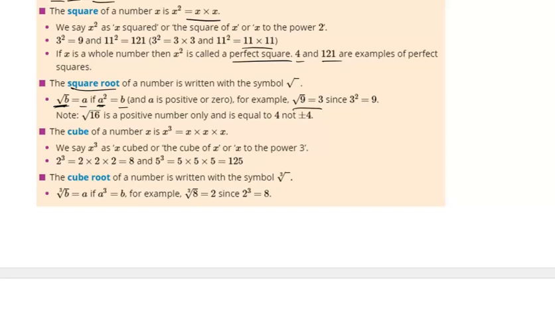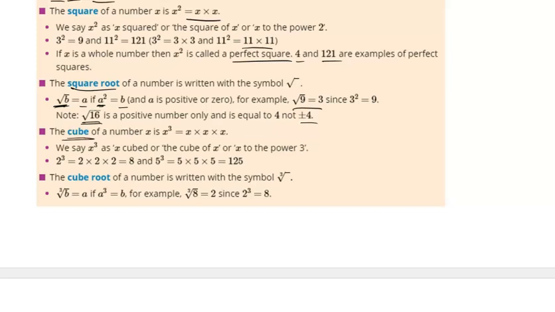So the example over here is the square root of 9 is 3, because 3 times 3 is 9. And note, this is going a bit beyond, but the square root of 16 is a positive number only, and is equal to 4. Not positive or negative 4 at this point.